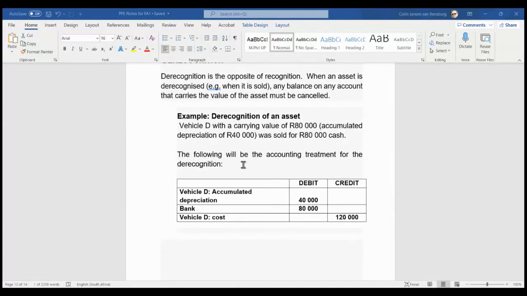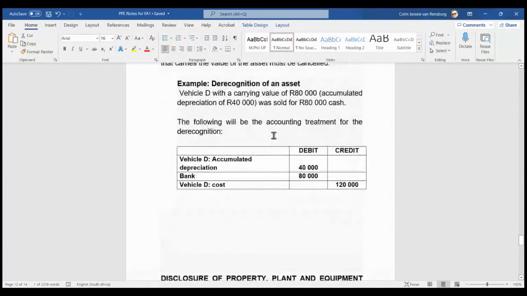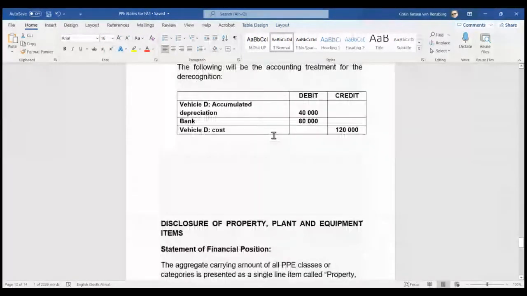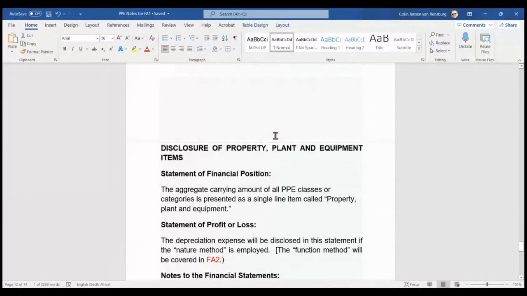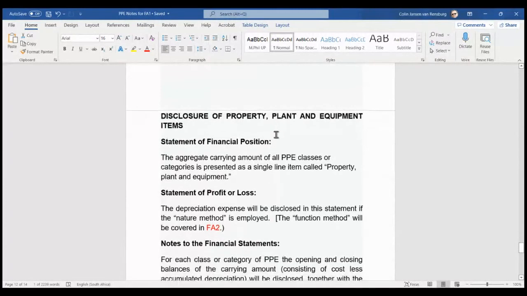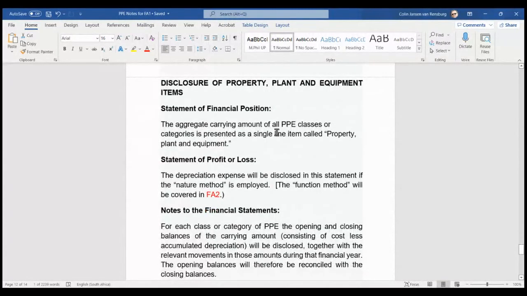So I should be preaching the right thing and not the shortcuts here. Okay, so the right thing is to take it to asset disposal. Then, ladies and gentlemen, when it comes to the disclosure, we're almost done with the notes.